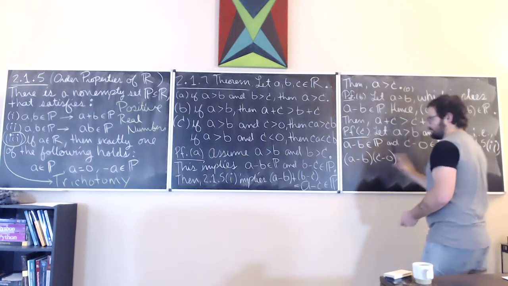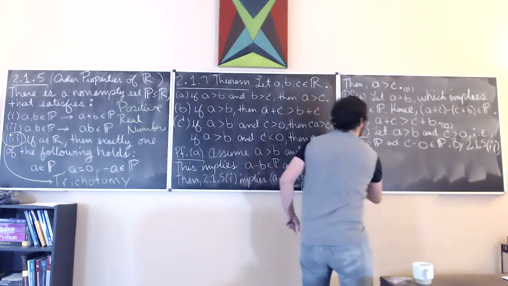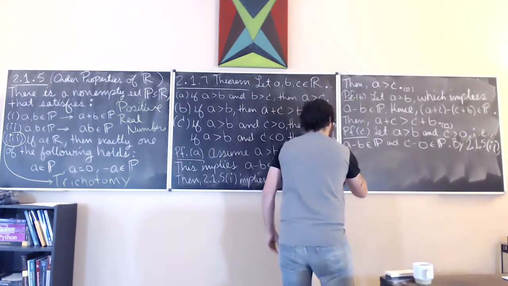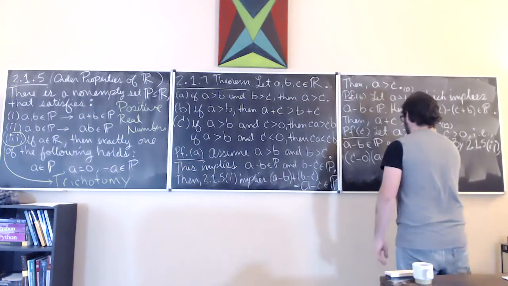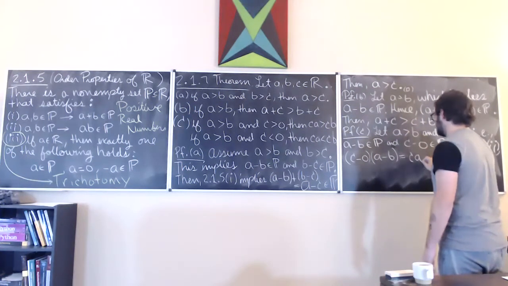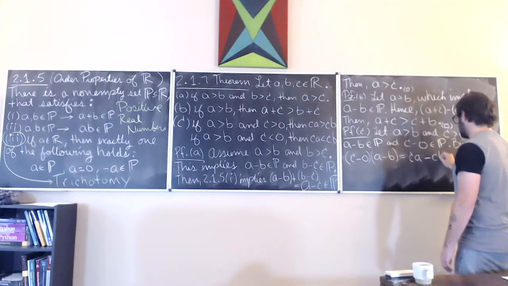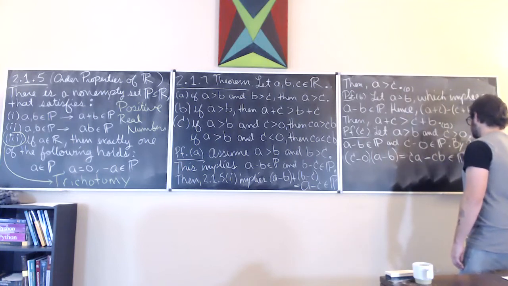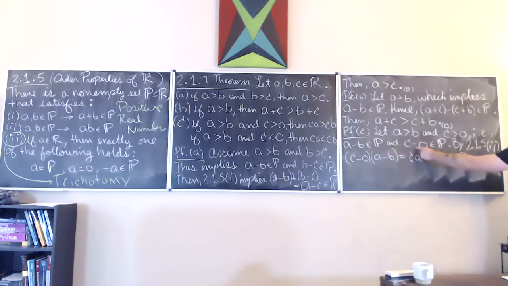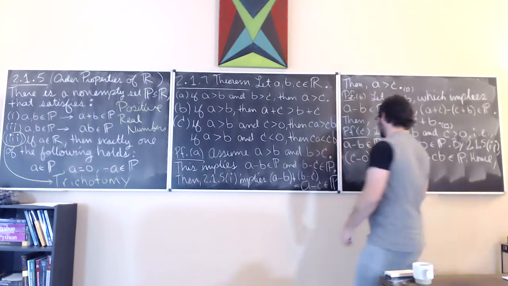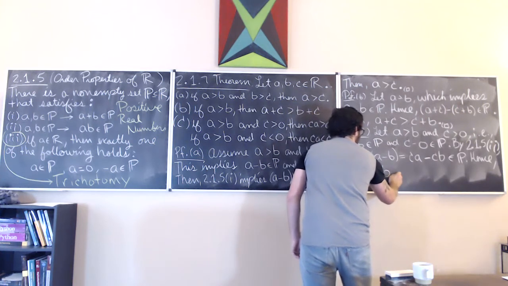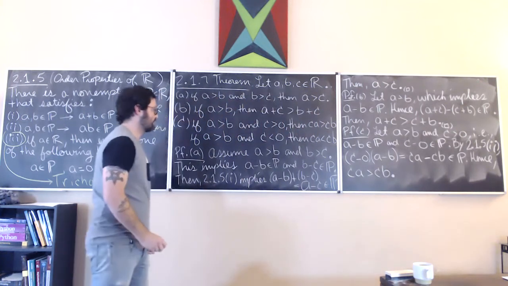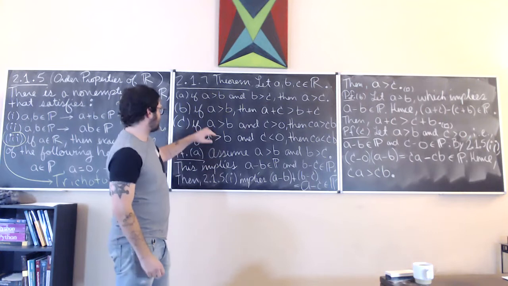But this is just equal to, let me do it from the other side, it'll look nicer: C minus 0 times A minus B, which is equal to C times A minus C times B, is in P, because that's in there and that's in there. Hence C times A is greater than C times B by definition. So that's the first part here.